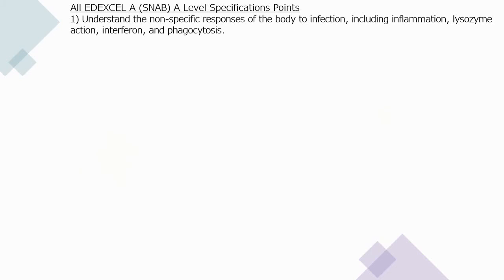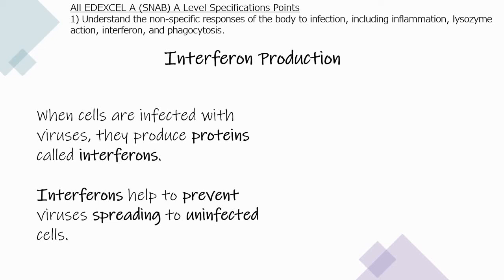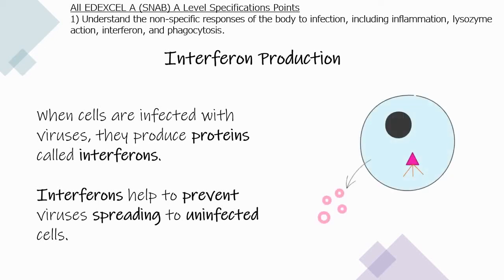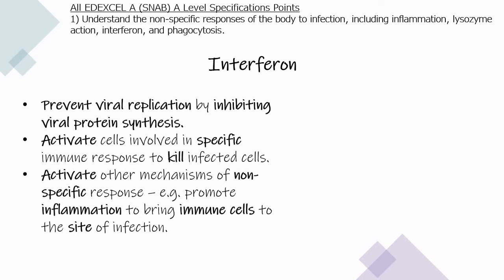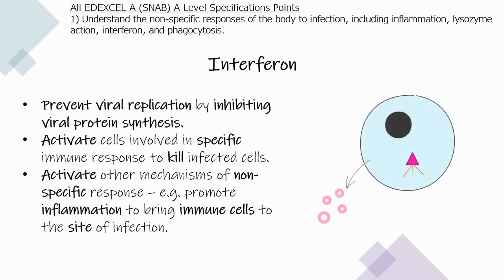So another non-specific response is interferon production. So when cells are infected with viruses, they produce proteins called interferons, and these help to prevent viruses spreading to uninfected cells. So the way that interferon prevents viral replication is by inhibiting viral protein synthesis.